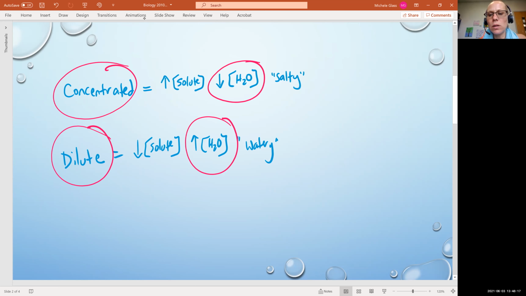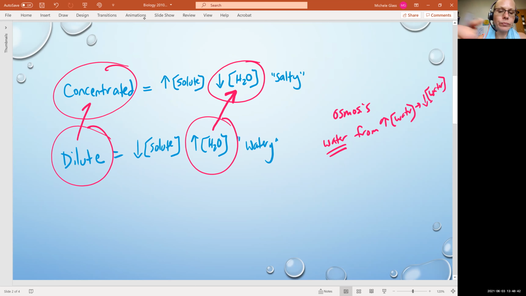And osmosis, remember, is movement of water from a high water concentration to a low water concentration. I'm using all my shorthands there. And so what this means is water would go from a dilute solution to a concentrated solution. So this might help us as we talk. It's going to go from something that's watery to something that's salty.